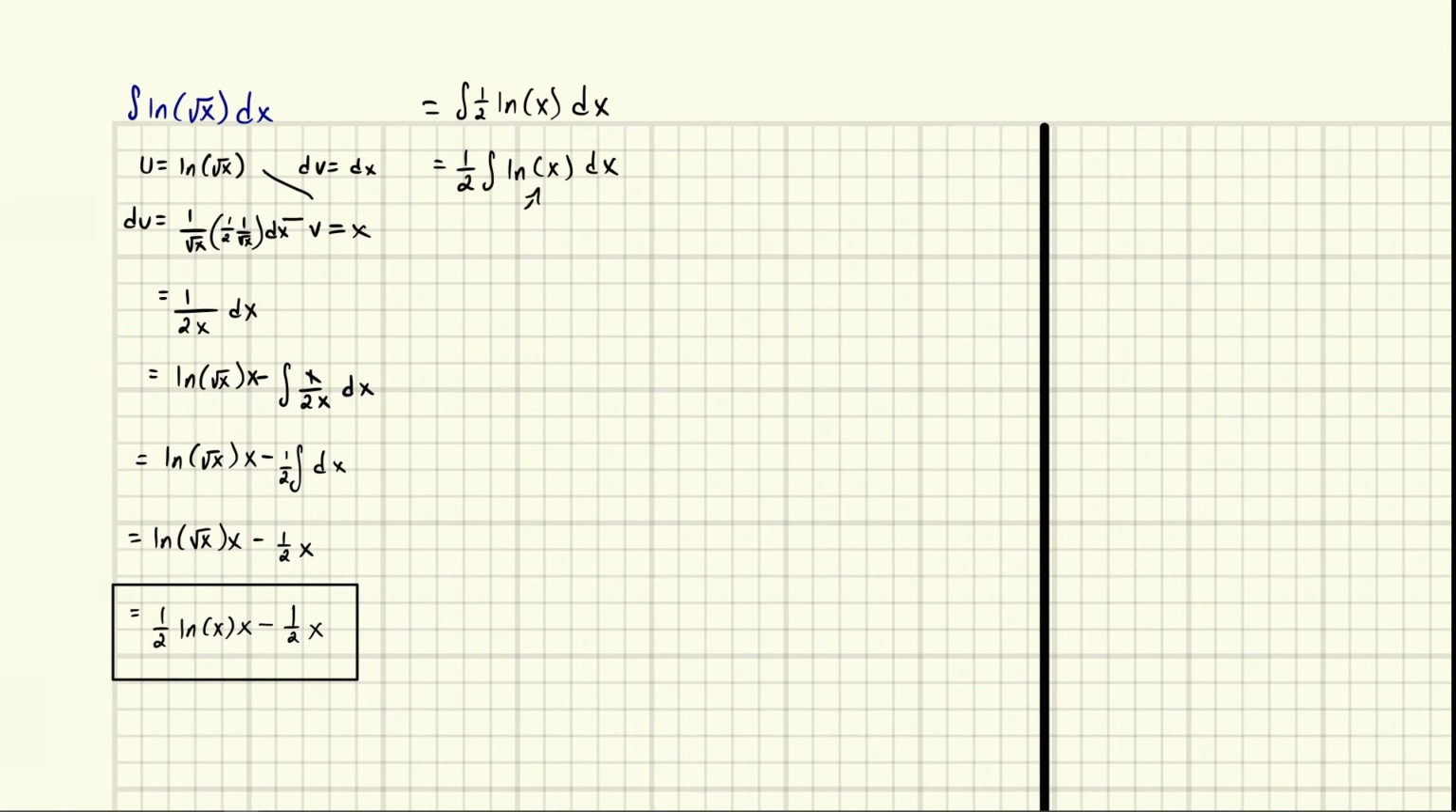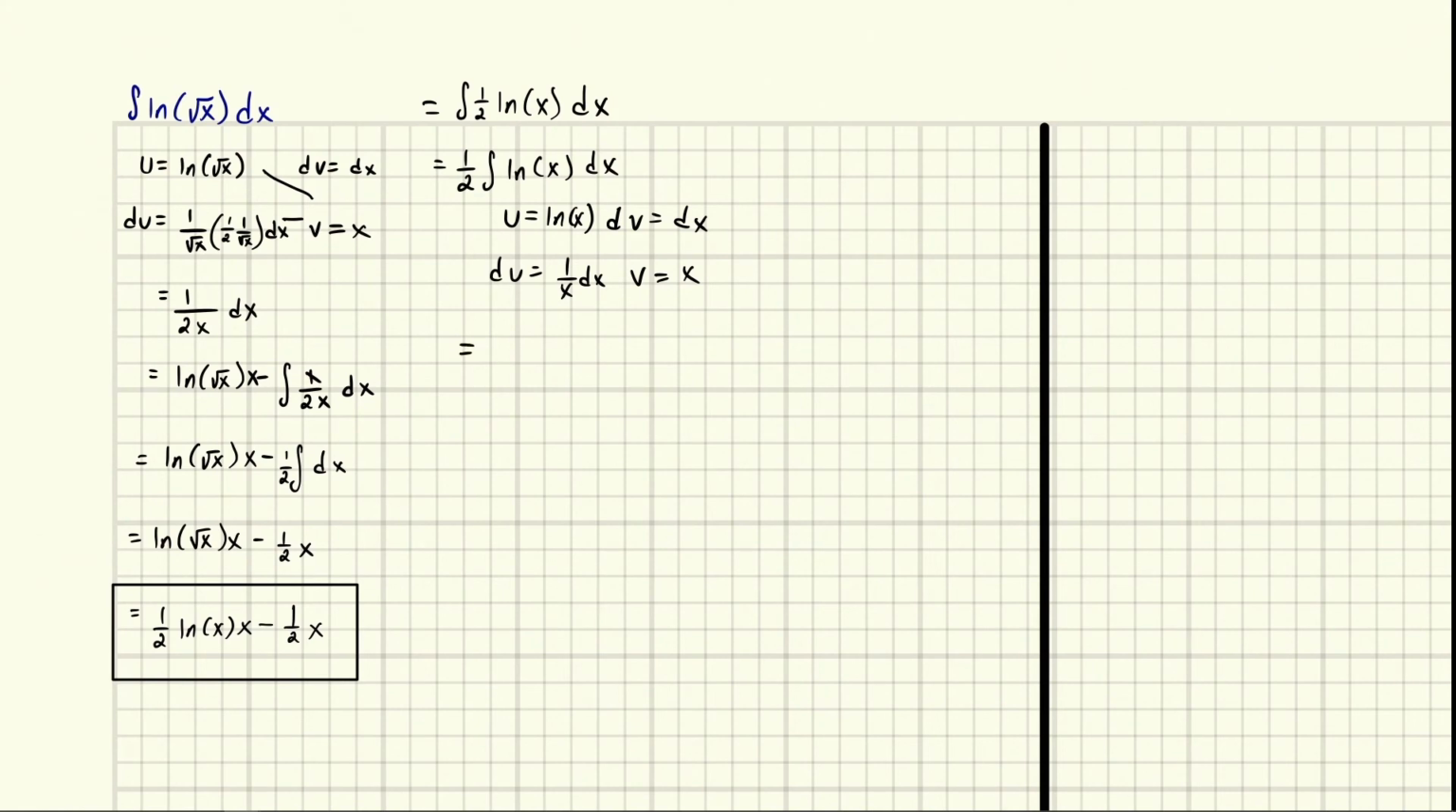This is a standard integral that I happen to have memorized, but if you don't, we can just do integration by parts on this. So what do we need? We need a u, we need a dv, which we'll let equal dx, and u we'll let equal the natural log of x. du is equal to 1 over x. dv, there's a dx here, v is equal to x. So this is way, way, way easier.